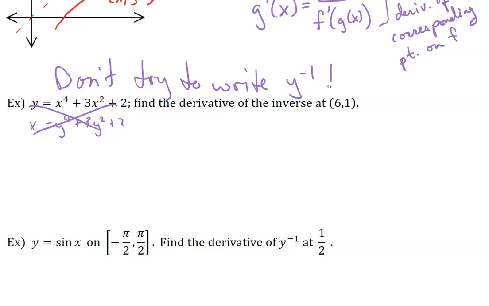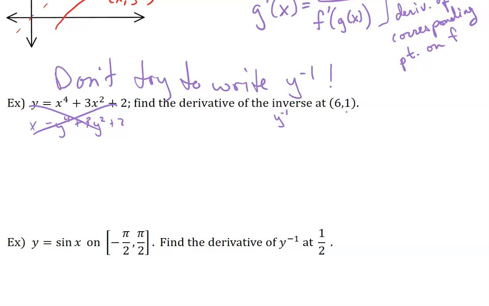All right, so what we're going to do is talk about the ordered pairs. We're looking for the derivative of the inverse function, so we're looking for the derivative of y inverse, or you can write f inverse, that's fine, at the point (6, 1), okay? So the first thing we need to ask ourselves is, is (6, 1) the ordered pair on the original function, or is it on the inverse function? Okay, and I have two ways that you can answer this.